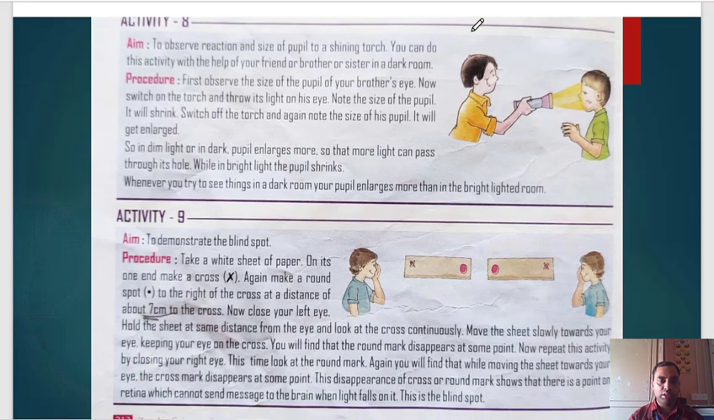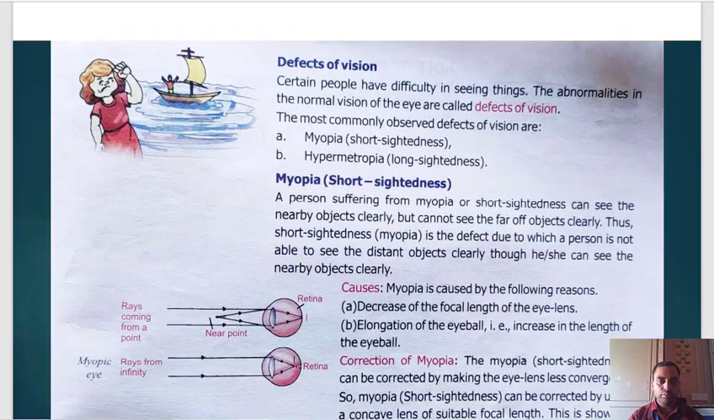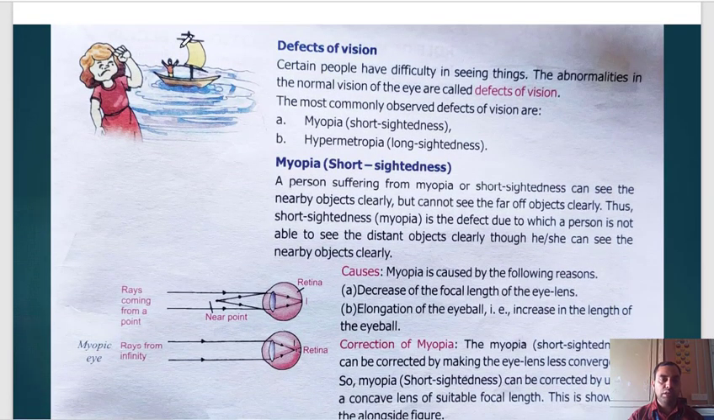You see, there is some activity. The activity is to observe the reaction and size of the pupil to a light source. So this boy is focusing, this boy's eye. In this case, as more amount of light is coming towards the eye of this boy, the pupil will shrink. The size will decrease. In this case, through a small hole they are trying to see. So here our eye needs more light. So in this case, the size will increase. Now here is the working process of the eye.